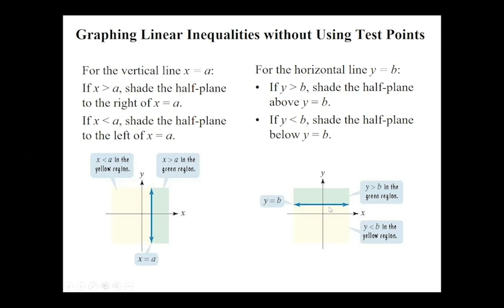And then using that same logic with greater than being up and less than being down, there's no slant to a horizontal line. No slant, zero slope to y equals b. So y greater than b would be up. Y less than b would be down.